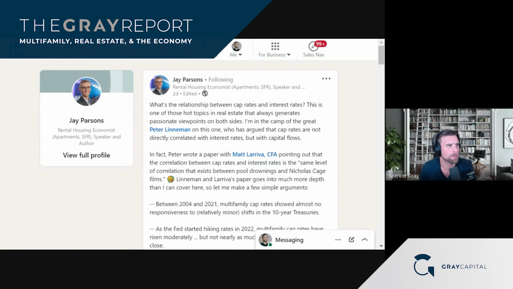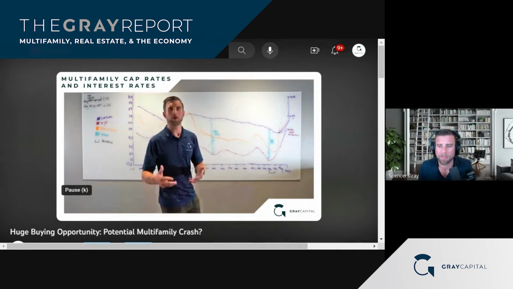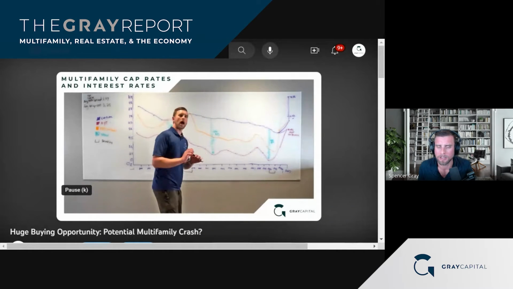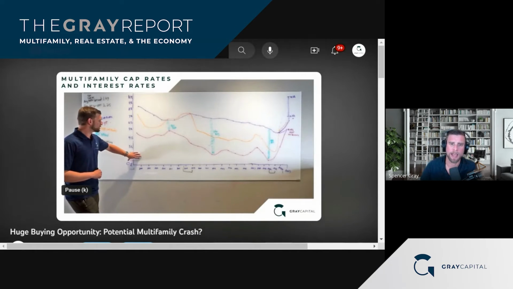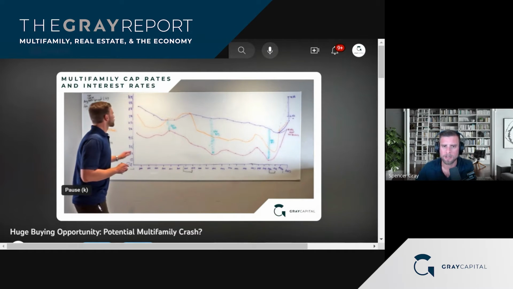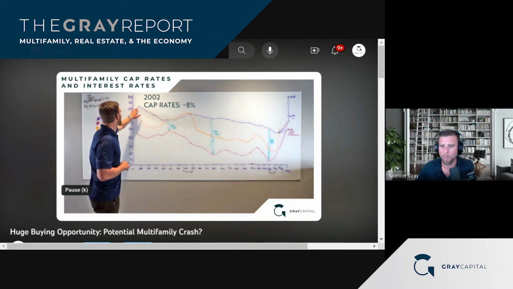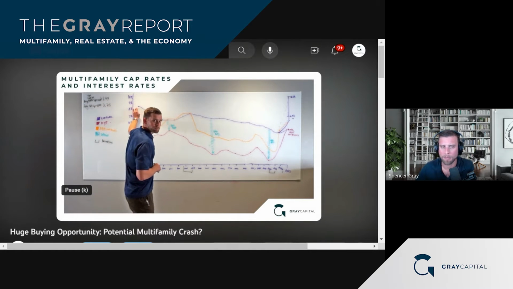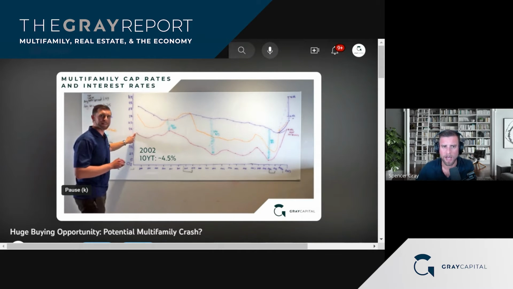The point that Matt and I were trying to make when we made a video was that the smallest spread between the 10-year treasury and current cap rates was basically 150 basis points, and it's been as wide as 400-some basis points. We're not saying that one is driving the other. Certainly not cap rates driving the 10-year, and not really even the 10-year driving cap rates.